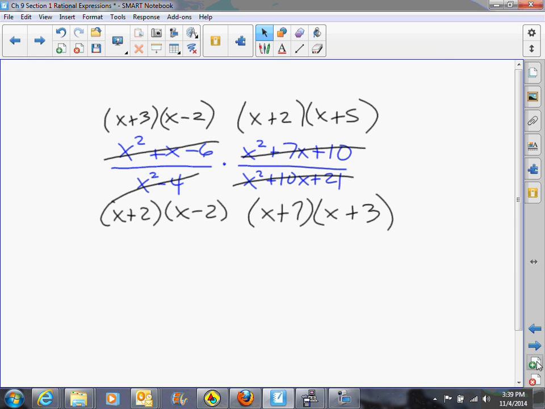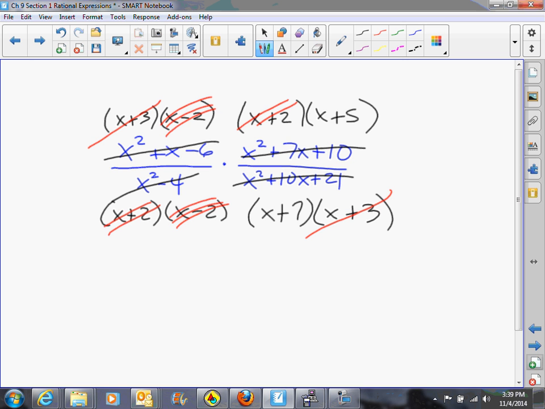Now, I like to refer to this as playing Zorro. We're ready to cancel factors that are alike. Here's an x plus 3. Here's an x plus 3. Here's an x plus 2. Here's an x plus 2. Now, here's an x minus 2. Here's an x minus 2. Yes, I know they're right above each other, but that's reducing the fraction. Okay, and that looks like pretty much it.